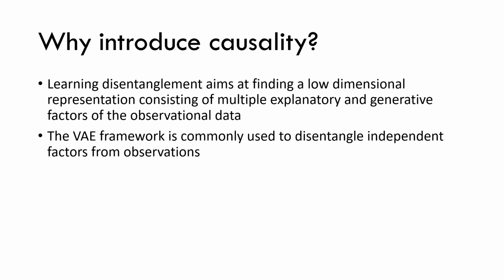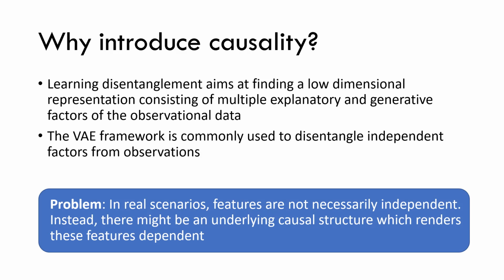So why do we need causality and what role does it play? Basically, learning disentanglement aims at finding a low dimensional representation consisting of multiple explanatory and generative factors of the observational data. So how does this play a role in real world scenarios? In real scenarios, features are not necessarily independent. There can be underlying causal structures and dependencies, which we can capture by understanding our variational autoencoder as a structural causal model.